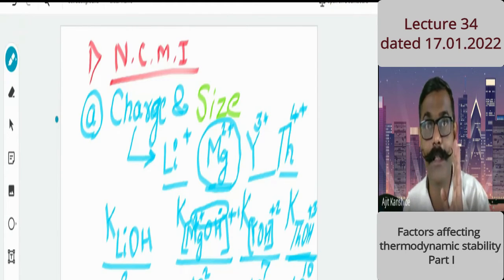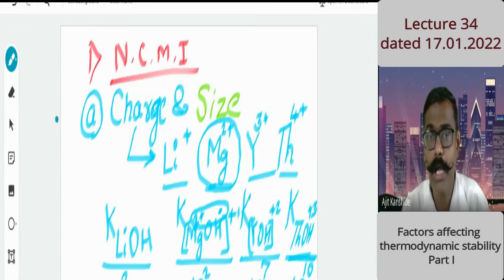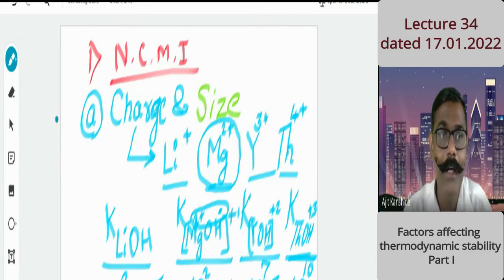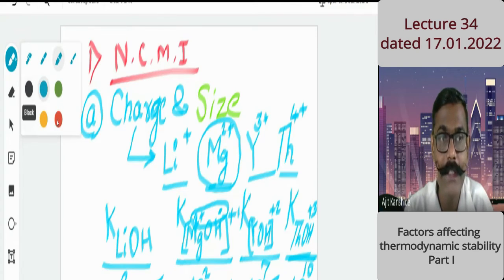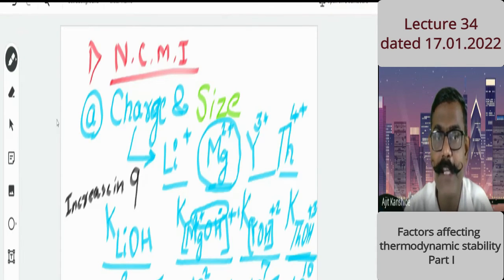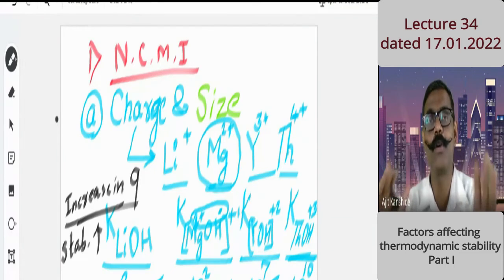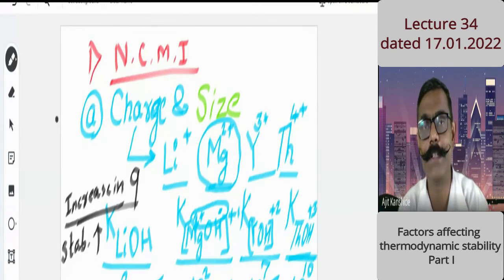Second number 10 raised to 2. Third number 10 raised to 7. Fourth number 10 raised to 10. So what are you finding? Stabilities are increasing. So what is the conclusion? Conclusion is with increase in charge, I represent by Q, with increase in charge, stability increases. It is a conclusion from this discussion.